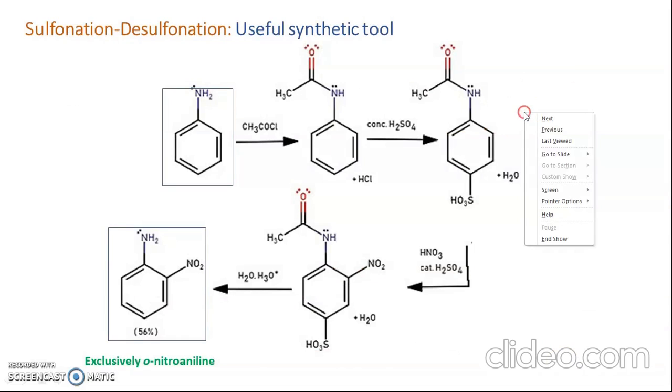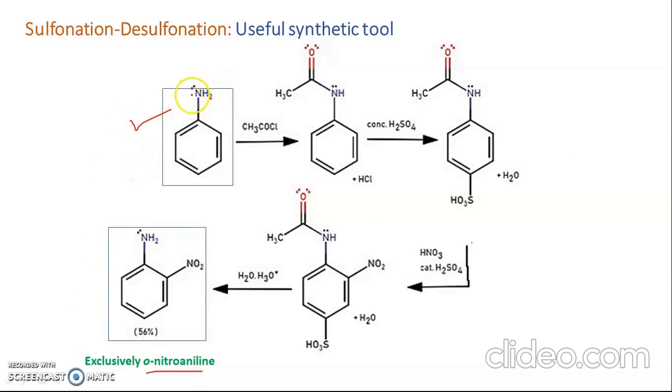So in this reaction, basically you can say it is a scheme. Basically we want to make exclusively ortho-nitroaniline starting from aniline. Now NH2 is an activating group, so obviously we can expect ortho product as well as para product, right? But if you want to make exclusively ortho-nitroaniline, obviously you have to block the para position, and that blocking is done, these two are ortho, by sulfonation.